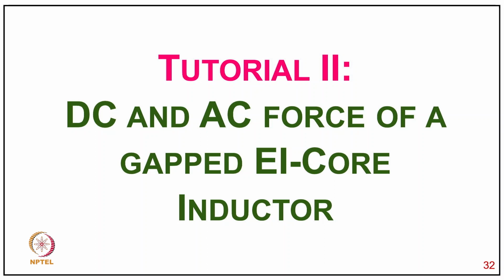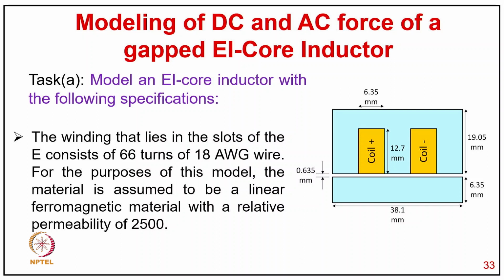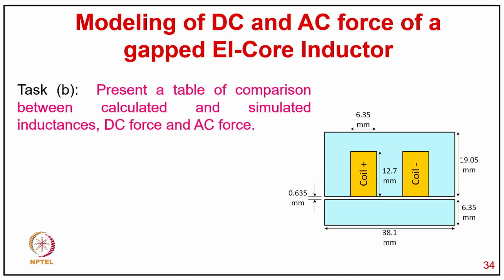Now coming to tutorial 2, DC and AC force of a gapped EI core inductor. So coming to modeling of the DC and AC force of a gapped EI core inductor. Task A: model an EI core inductor with the following specification, as you can see in the diagram. The winding that lies in the slot of the E consists of 66 turns of 18 AWG wire. For the purposes of this model, the material is assumed to be a linear ferromagnetic material with a relative permeability of 2500. And task B is to present a table of comparison between calculated and simulated inductance, DC force and AC force.